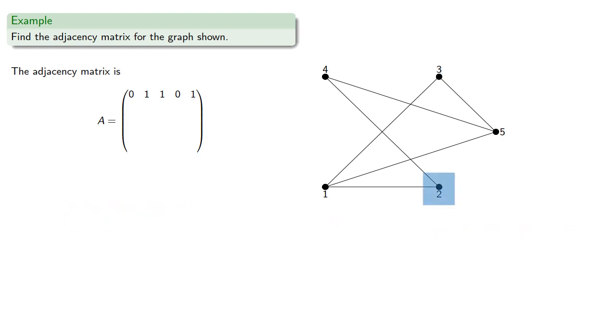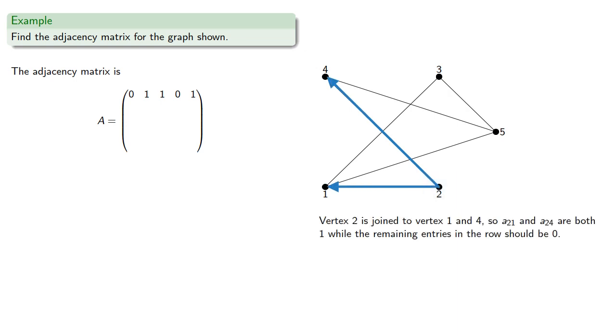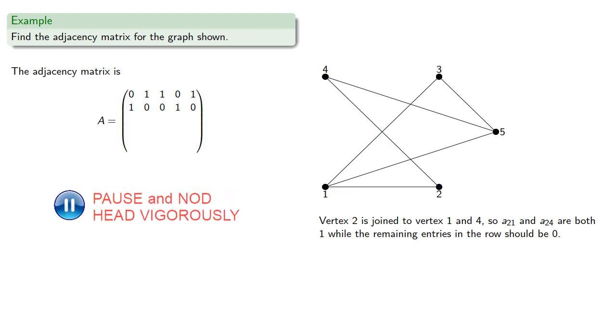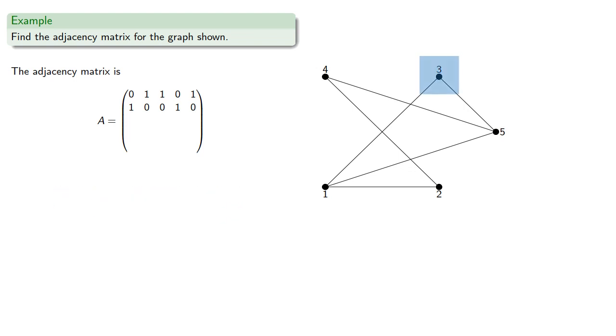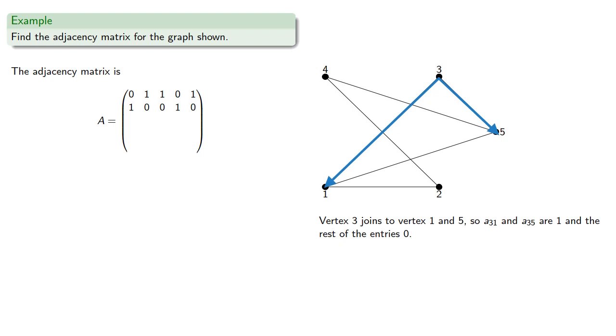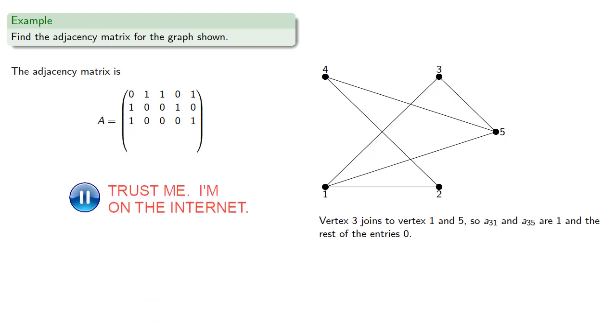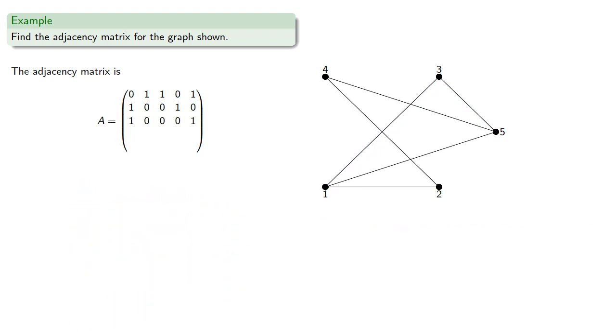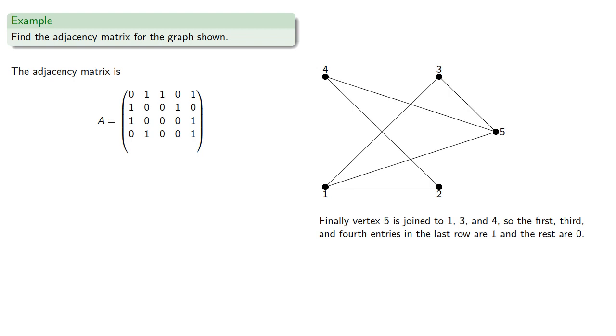Vertex 2 is joined to vertex 1 and 4, so A21 and A24 are both 1, while the remaining entries in the row should be 0. Vertex 3 joins to vertex 1 and 5, so A31 and A35 are 1, and the rest of the entries are going to be 0. Vertex 4 joins to vertex 2 and 5, so A42 and A45 should be 1, and everything else 0. Finally, vertex 5 is joined to 1, 3, and 4, so the first, third, and fourth entries in the last row are 1, and the rest are 0.